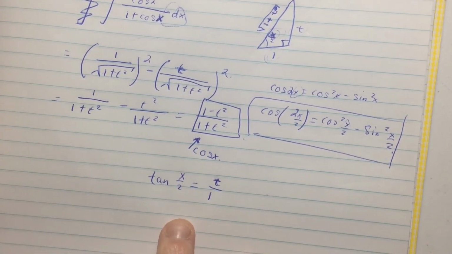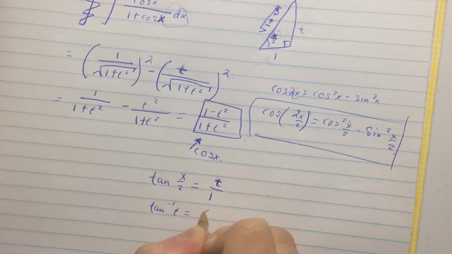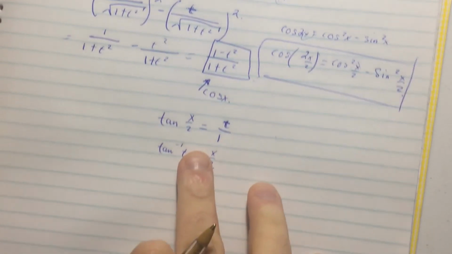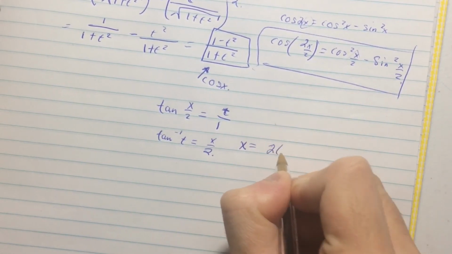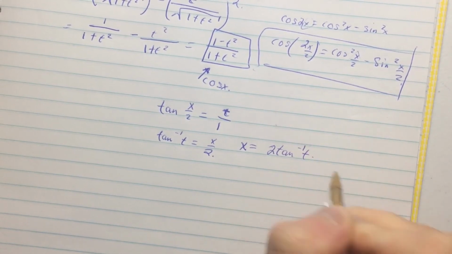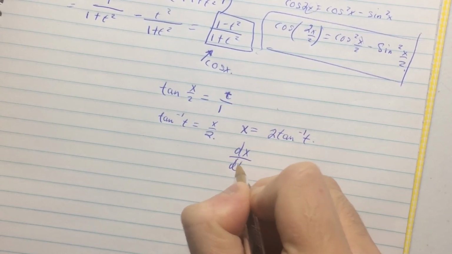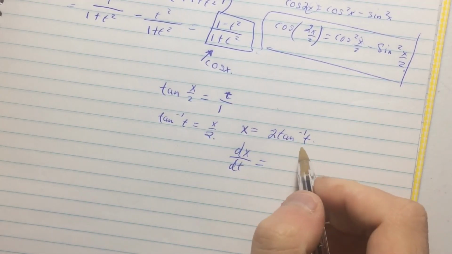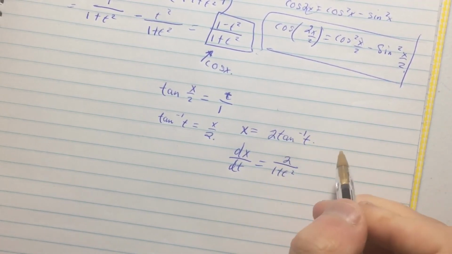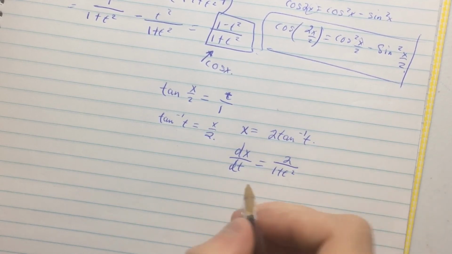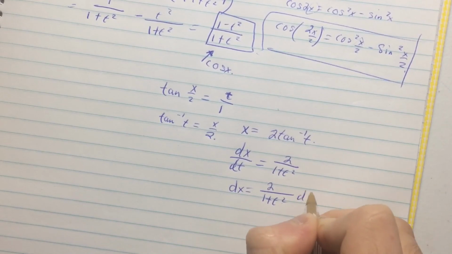Now, what do? Well, let's solve for x. So, the arctangent of t is equal to x over 2, which means that x is equal to 2 times the arctangent of t. And then what do? You take the derivative. So dx/dt is equal to, well, 2, and what's the derivative of arctangent? Well, that's just 1 over 1 plus t squared. That's the derivative of arctangent of x, but like this is in terms of t. So then dx is equal to 2 over 1 plus t squared dt.